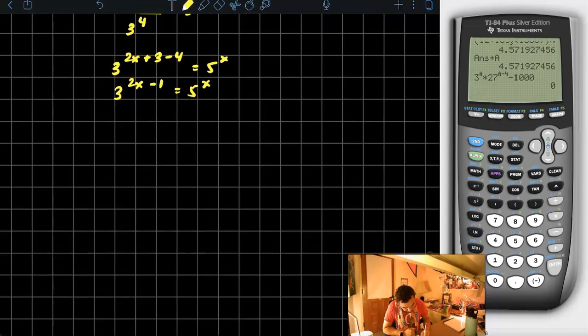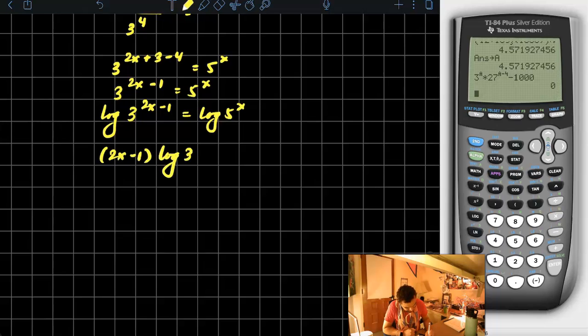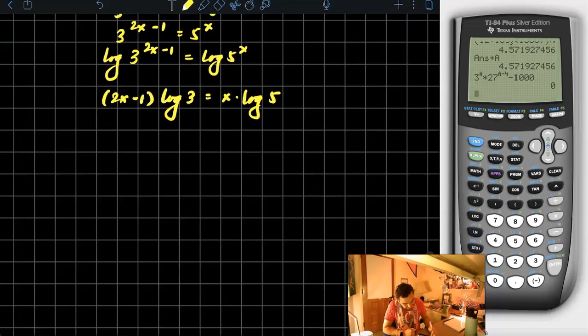Here I can take the log of both sides. You could take it to any base to try and get rid of any one, but in this case, I'm just going to take a common log on both sides, and fly the exponents in front, so I get 2x minus 1 times log base 10 of 3 equals x times log 5.